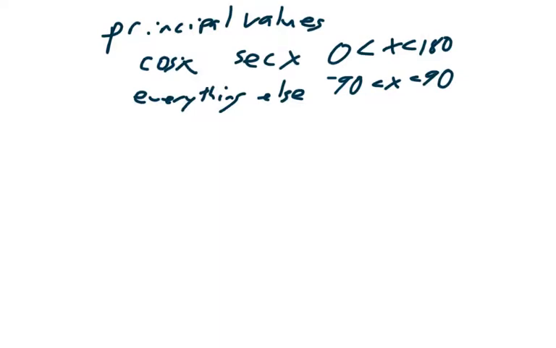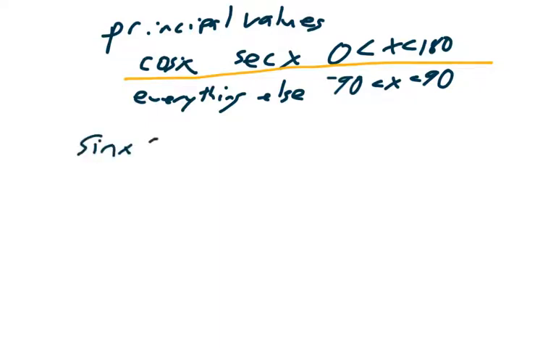Alright, so in problem number 1 in this section, we're going to find the principal values for x. For the principal values of x, anything that has cosine or secant, the answers can be anywhere between 0 and 180. And for any of the other 4, we're going to get answers in between negative 90 and positive 90.